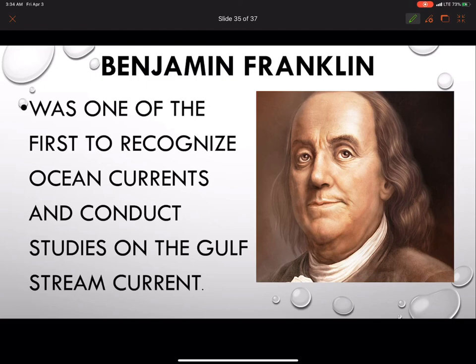And because of his studies, shipping was affected later on in his life, and even after Benjamin Franklin died, sailors began using the information that he was able to gather to cut down the amount of travel time between North America and Europe. All right, that's Benjamin Franklin for you. Nice guy. I love seeing him in the green paper.